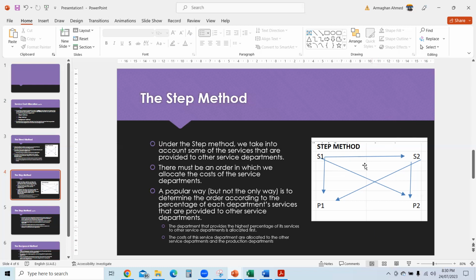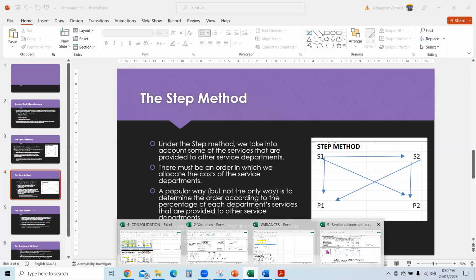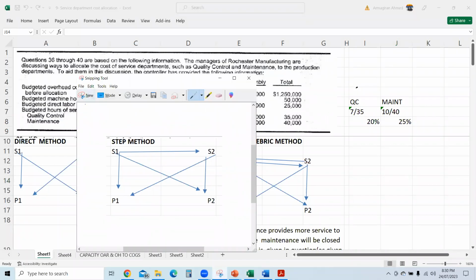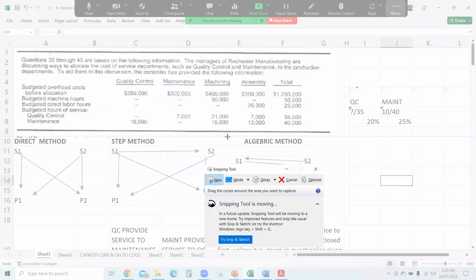If it is not mentioned, we will find out which service department is providing more service to the other department. Let's see here. Let's understand the third method, then I will tell you how the allocation will be done.